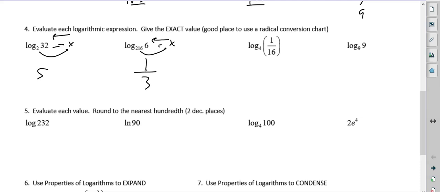Okay, if you switch these numbers, the answer would be 3. Because 6 to the 3rd power equals 216. All right, similar trick here. 4 to what power is 16? That's 2. Okay, but since it's in the denominator, it's -2. And then 9 to what power is itself? That's just 1.